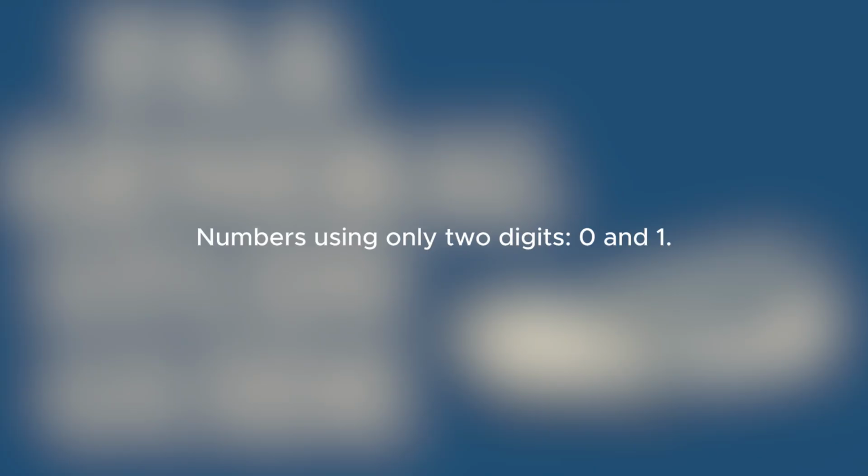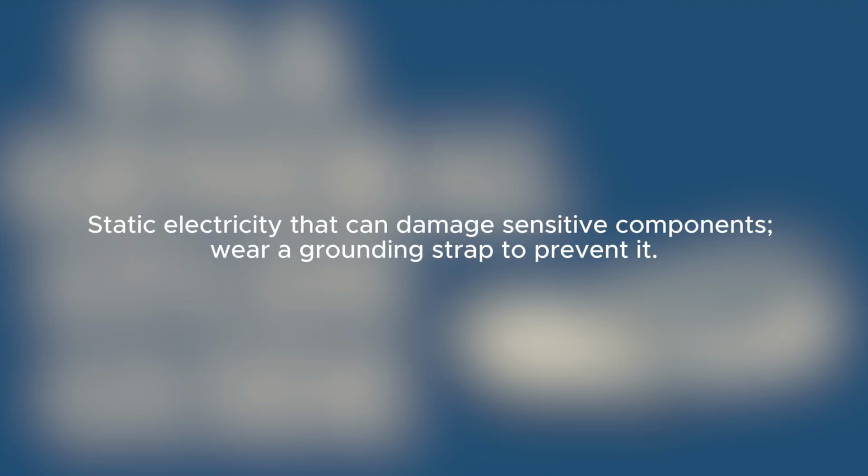Section 7, digital and logic basics. What are binary numbers? Numbers using only two digits, 0 and 1. What is electrostatic discharge? ESD. Static electricity that can damage sensitive components. Wear a grounding strap to prevent it.